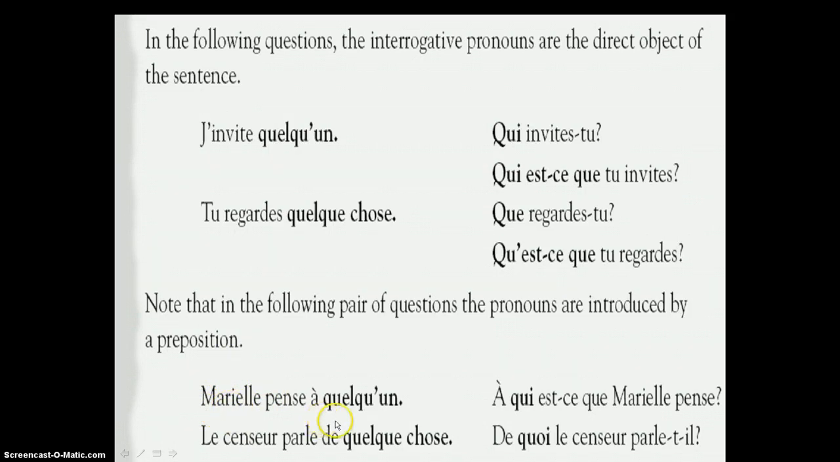But now I'm just looking at this part here. Who is she thinking about? Whom is she thinking about? So you're going to start with à, because the à is in front of quelqu'un. So it's going to say à qui. Then here you notice the vice principal, the censeur, parle de quelque chose. He's talking about something. Qui here is somebody, that's why it's qui here. It's someone.